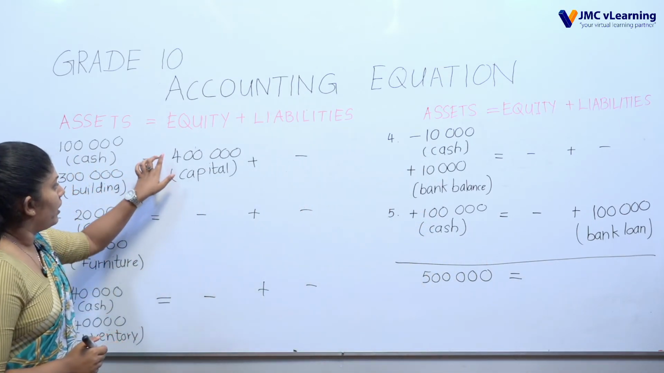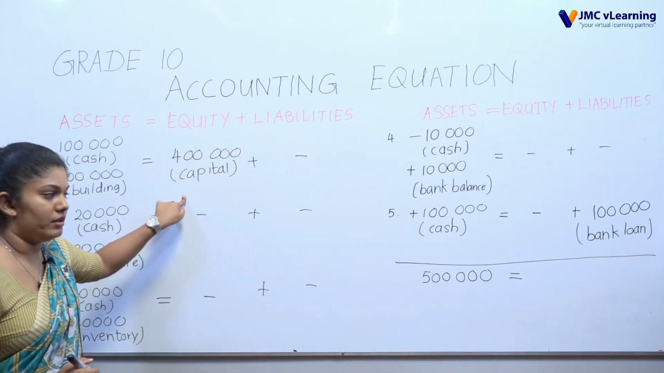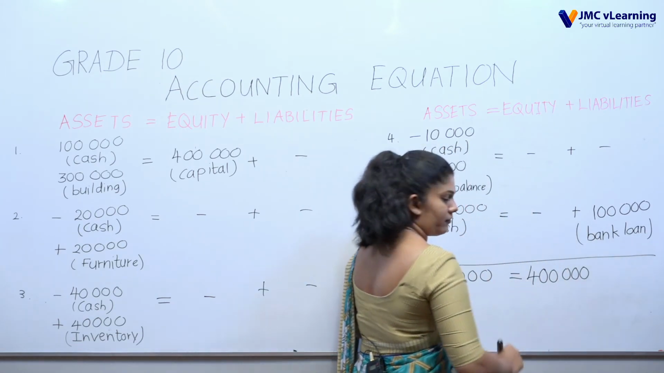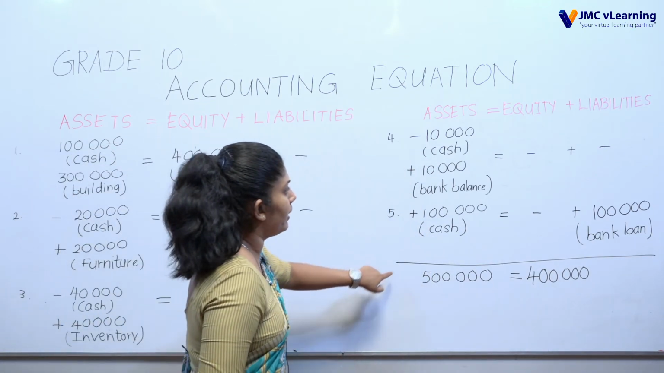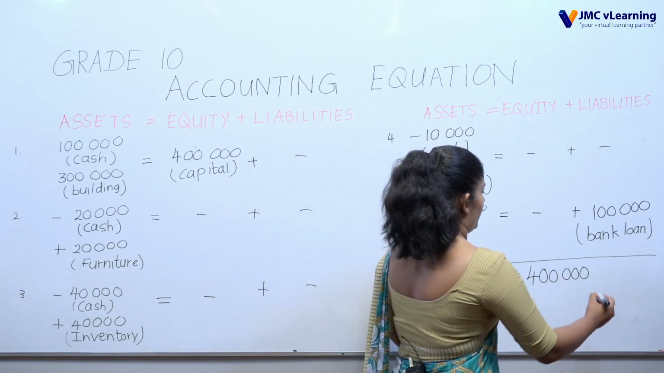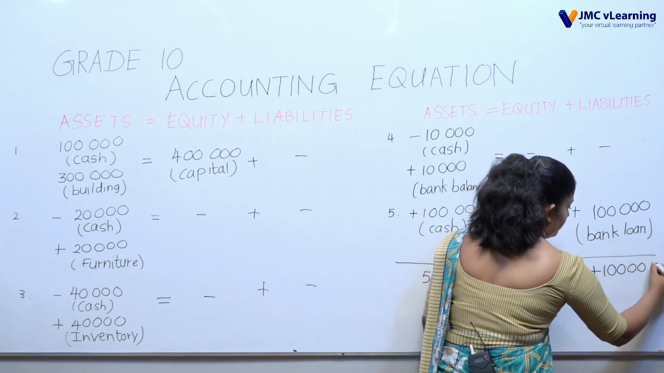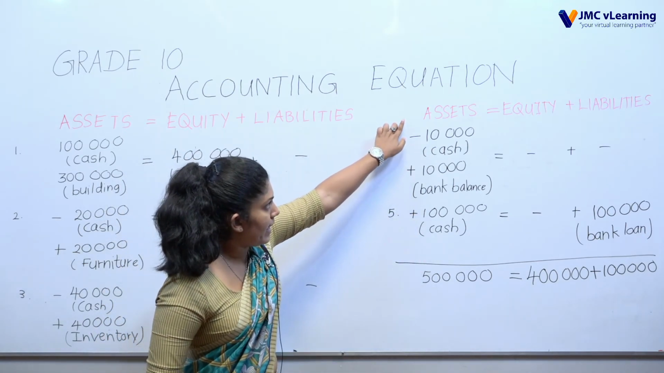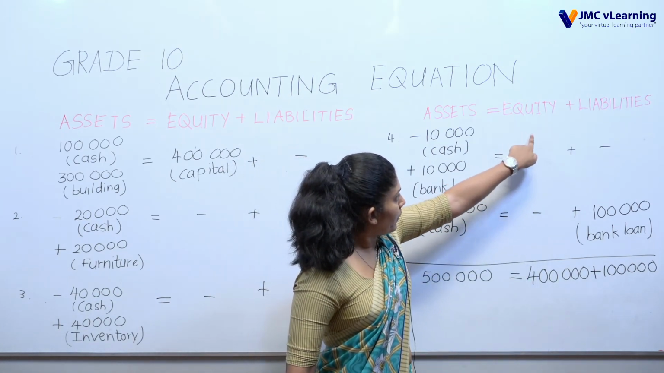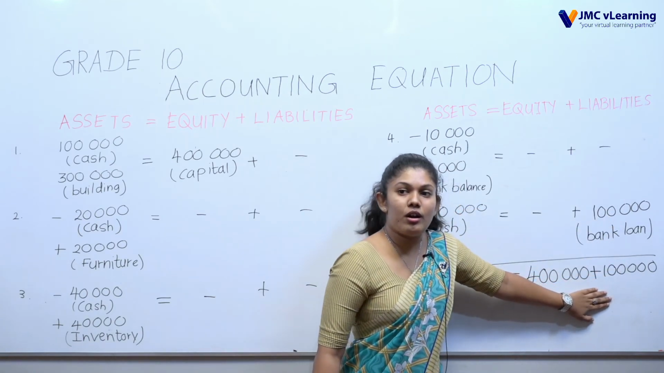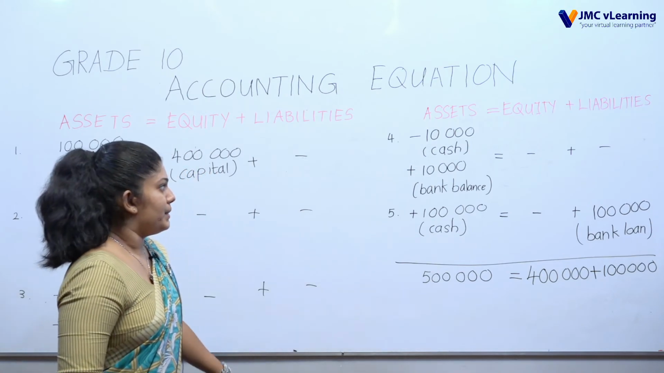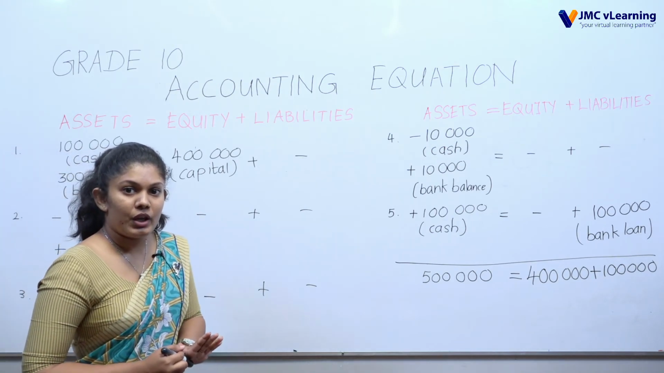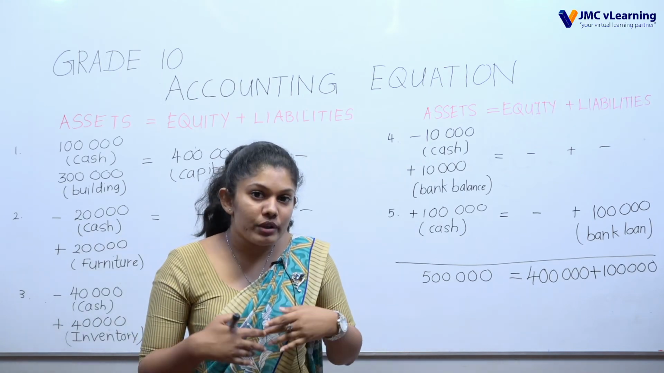Equity. We only have this much, 400,000, nothing else. Liabilities also the same, we have nothing until the bank loan. So, plus 100,000. So, my dear students, now you can see 500,000 of assets equal to 400,000 equity plus 100,000 liabilities, which is the total of 500,000. So, go through this exercise again and do it yourself. Look at it, read it very carefully and do it yourself.